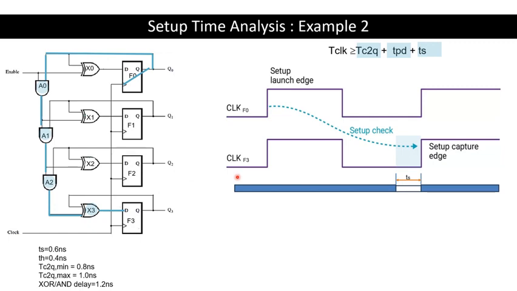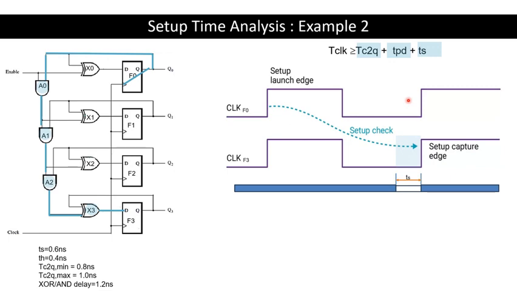With all the delay considered here, which is TC to Q and TPD, we need to make sure that the signal reaches the input D of the capturing flip-flop F3 in advance, not later than the setup time, counting from the edge of the capture clock. So if this is a critical path, then the sum of the delay should be not greater than the clock period. Clock period is from here to here, or from here to here, same thing in this case.